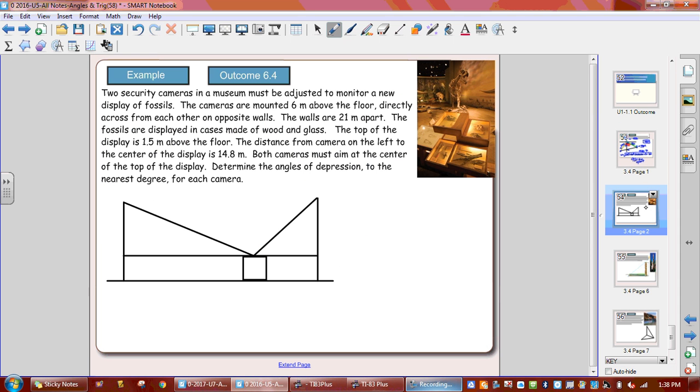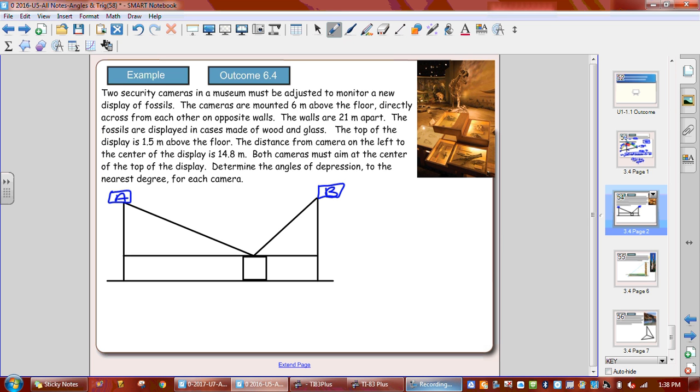All right, this one here. Now, it's not drawn very well in your diagram, so I'd like you to draw the diagram the way I have it drawn, please. So what we've got is two security cameras. We've got security camera A, I'm going to put an A up here, and we've got security camera B.